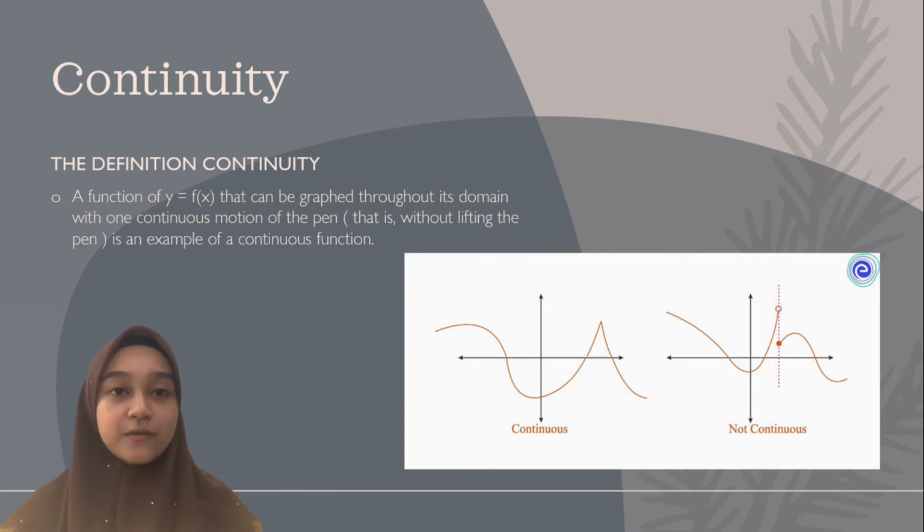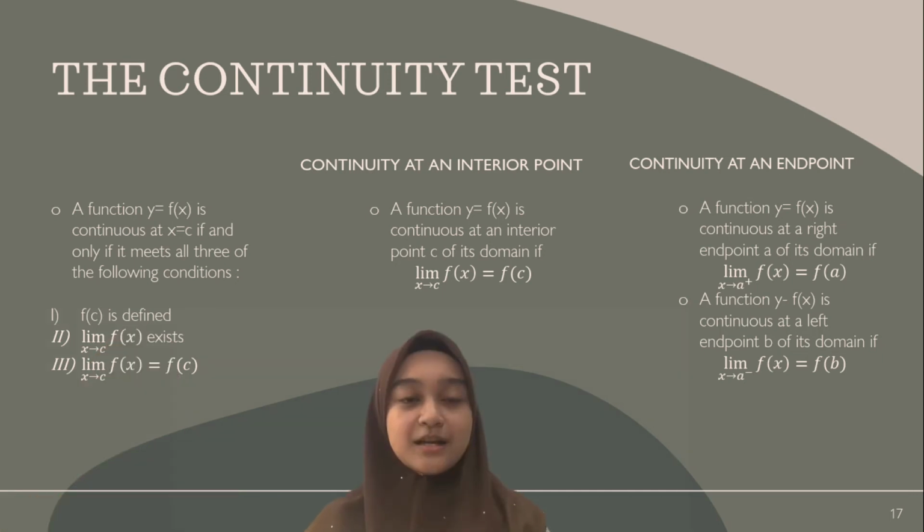Continuity. A function y equal to f(x) that can be graphed throughout its domain with one continuous motion of the pen, that is, without lifting the pen, is an example of a continuous function. A function y equal to f(x) is continuous at x equal to c if and only if it meets all three of the following conditions. First, f(c) is defined. Second, the limit as x approaches c of f(x) exists. And third, the limit as x approaches c of f(x) is equal to f(c).